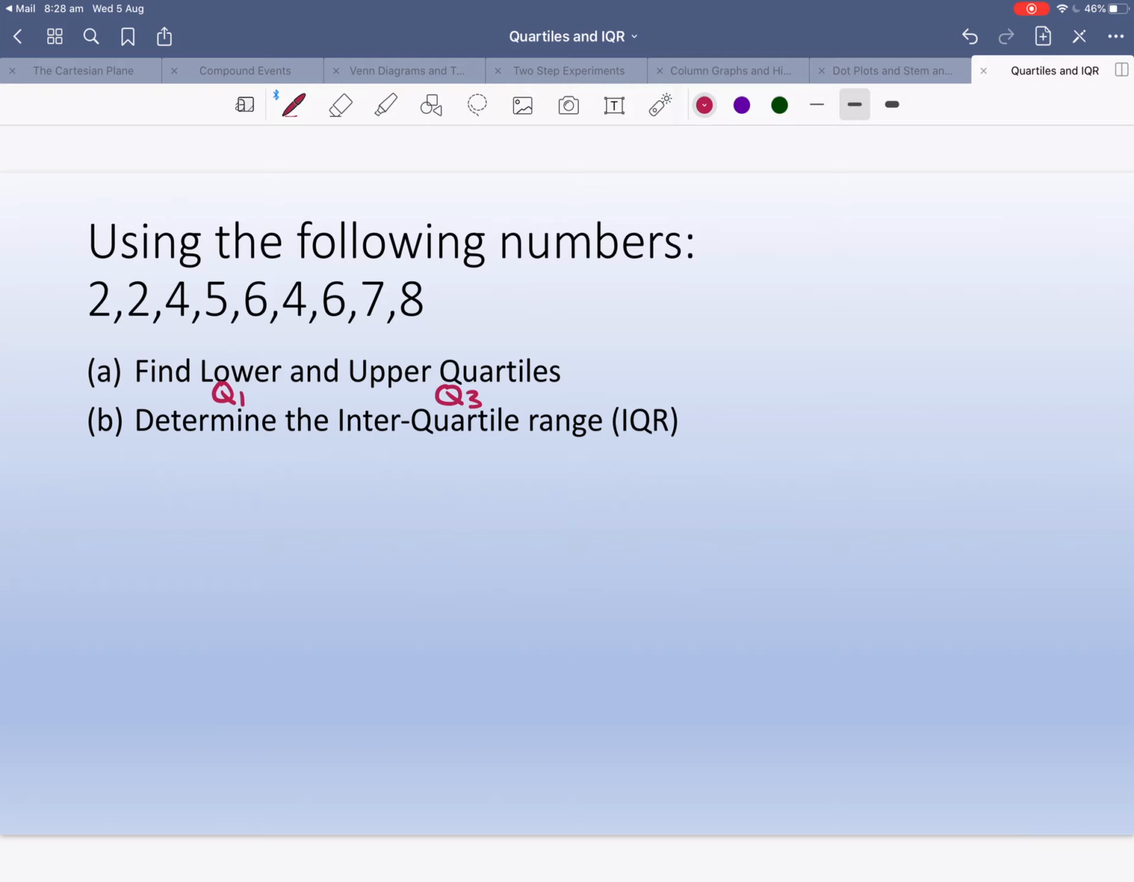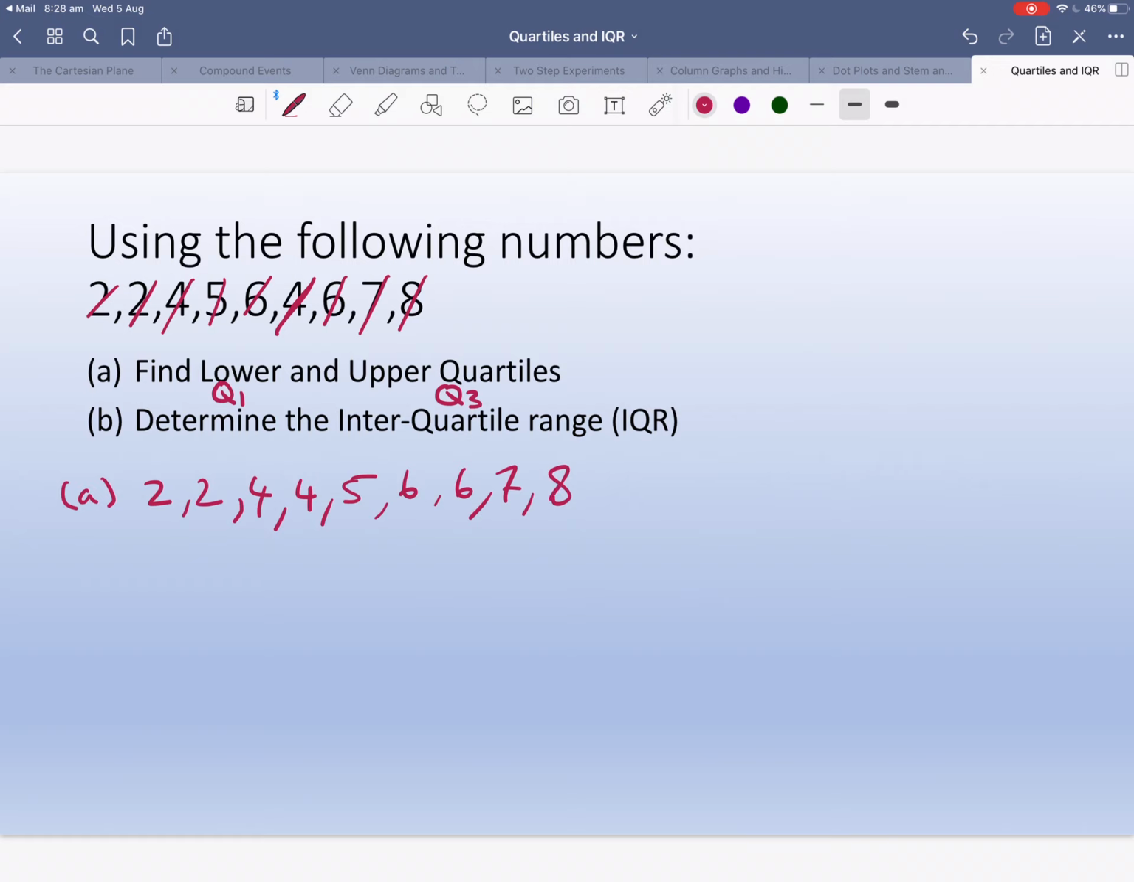Okay, the first thing we need to do is arrange it in order. So it's almost in order. I can see there's a 4 here that needs to go in there, so I'm going to arrange it in order. 2, 2, 4 is the next biggest, 4 again. We've got 5, 6, 6, 7, and 8. So it was just that 4 out of place, okay?